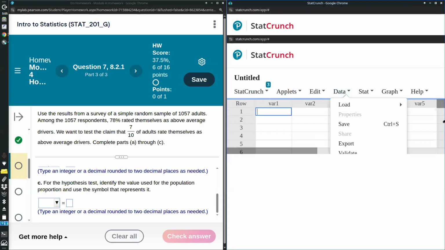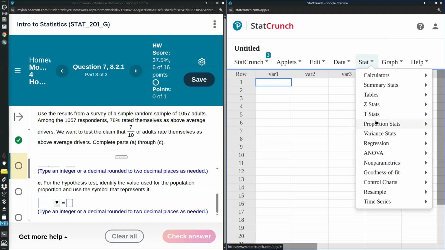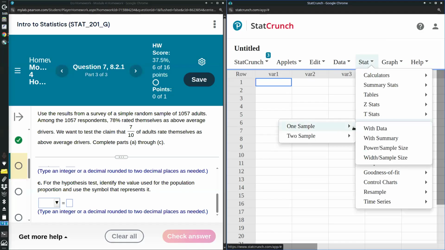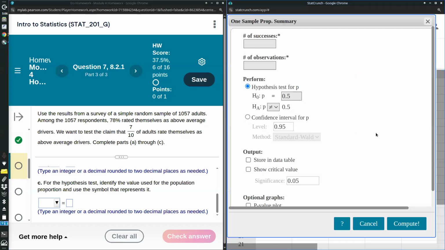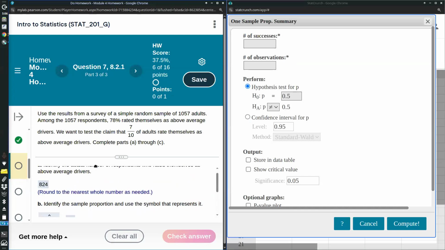So let's go ahead and go to stat. We're still under proportion stat. We're still under one sample with summary, but now we're actually using this hypothesis test instead of this confidence interval. So for the hypothesis test, our successes were the number we entered before in part A, which was 824, thought they were above average drivers out of the 1,057 total observations.